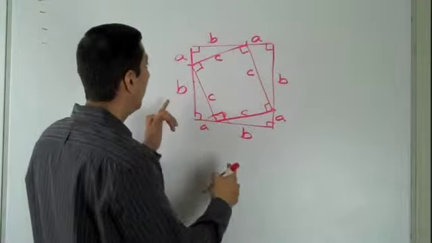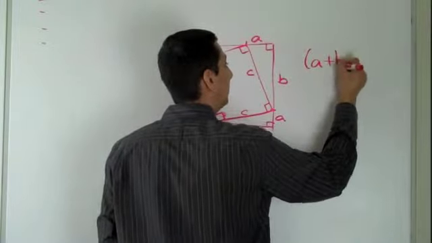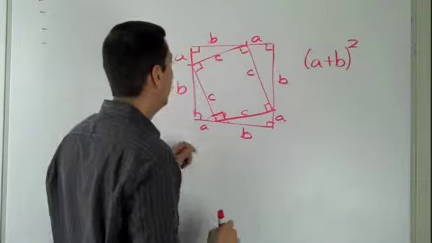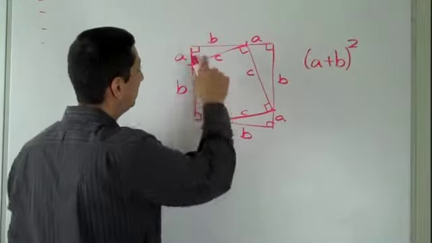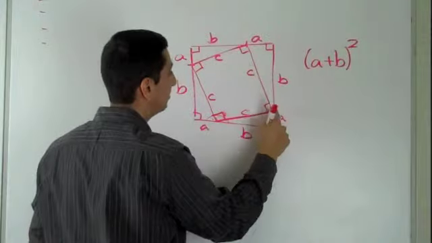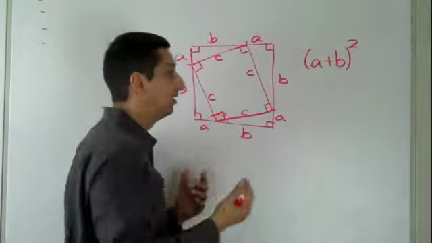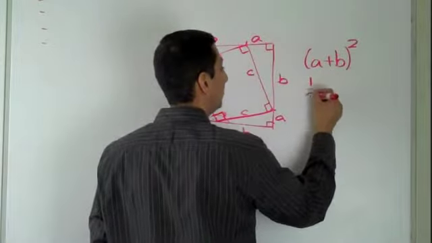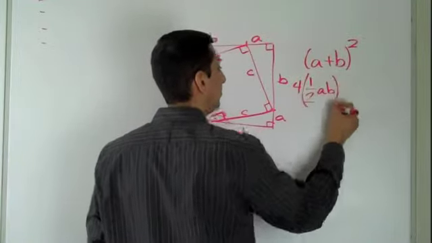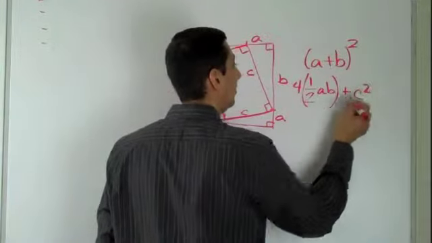Well, let's look at the area of the large square. That is a plus b, right, one of the sides, squared. And the area of the stuff inside is these 4 triangles plus this one square. Well, each of these triangles, you remember the area of a triangle is 1/2 the base times the height. So each of them is a half a times b, and I have 4 of them. And then I have the c squared of that square.